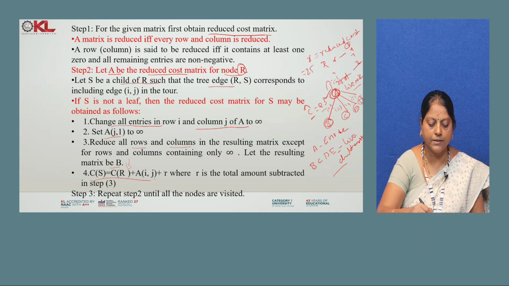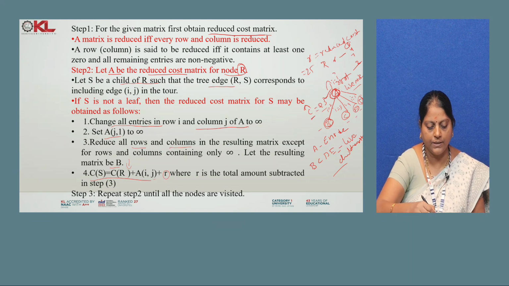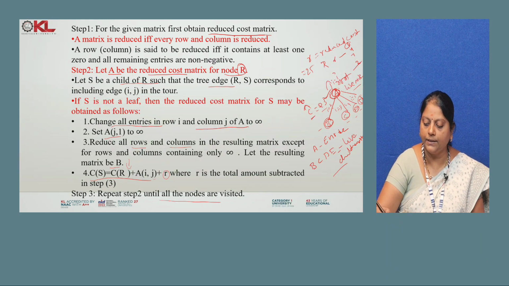Next, what is R? R is nothing but the reduction, total reduction. Using this we can find out the cost for each child node, and we do the same process, the same procedure, for all the remaining nodes B, C, D, E. The same process is repeated, then we get different matrices and different cost values.